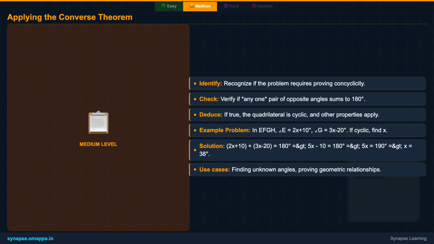Now, ABCD is cyclic, so angle A plus angle BCD must be 180 degrees. But we started by saying angle A plus angle C is 180 degrees. This means angle C must equal angle BCD. However, if C and BCD are different, this creates a contradiction with triangle properties. This contradiction proves our initial assumption that it's not cyclic must be false. Therefore, it must be cyclic.